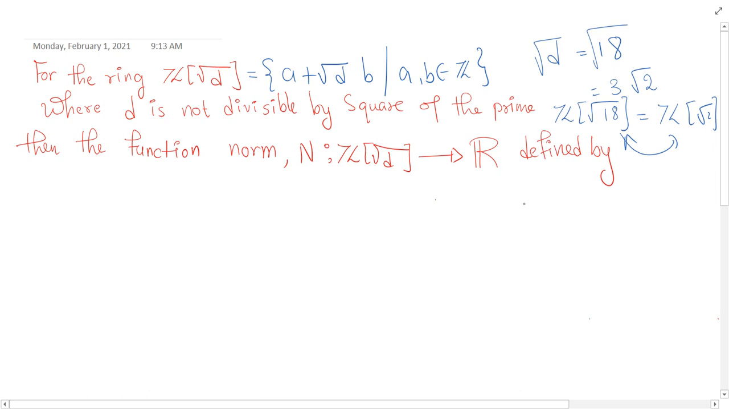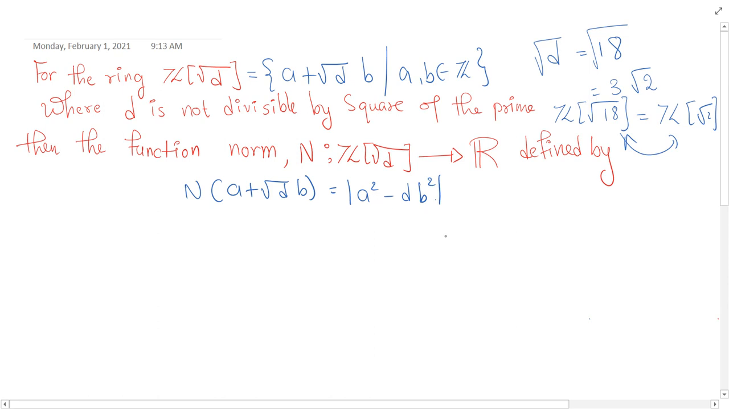Definitely it has some elements inside which are not used. This function will take any element a + √d·b to the modulus of a² - d·b². You will see that only positive real numbers including 0 are used, so the range is R⁺, but for now I don't want to go into the range. So I define the map N(a + √d·b) = |a² - d·b²|.